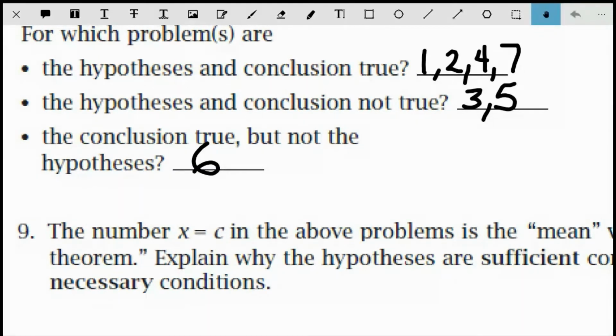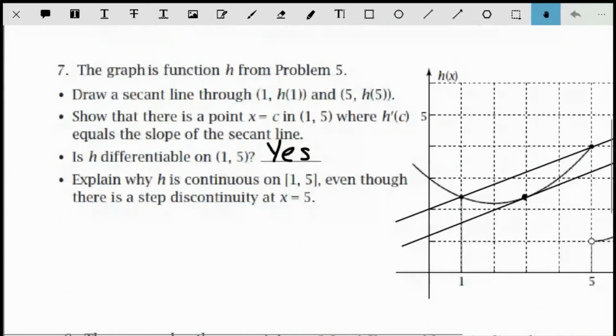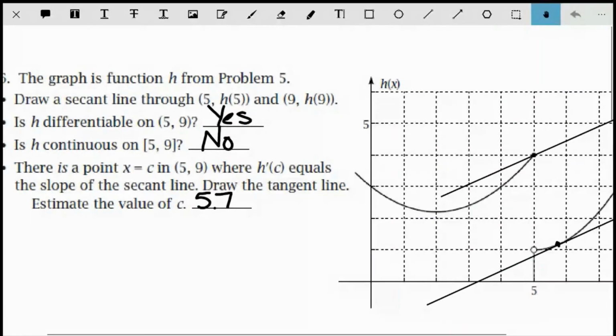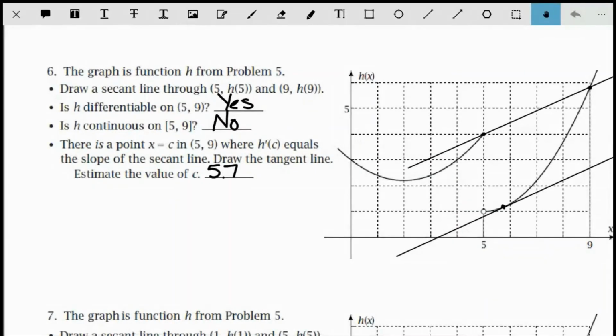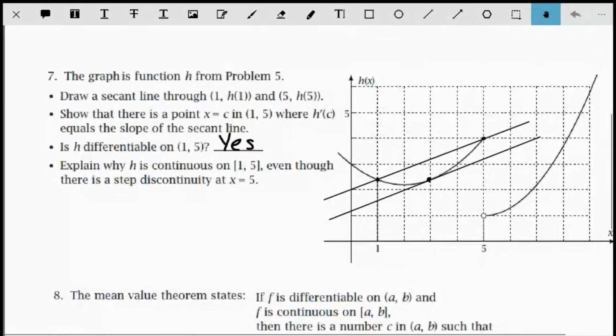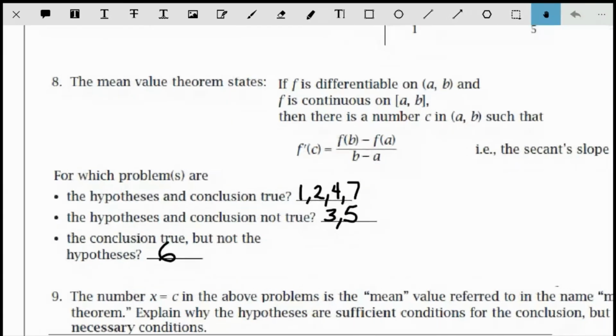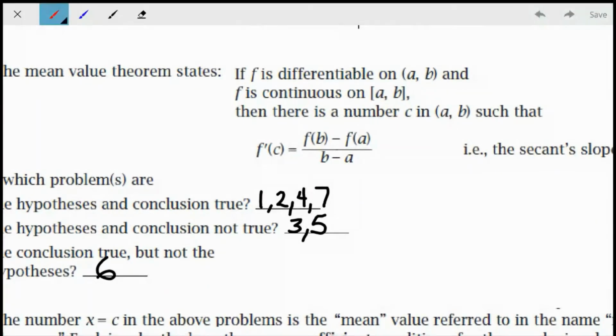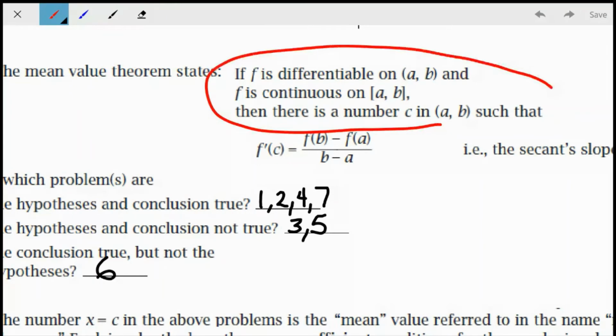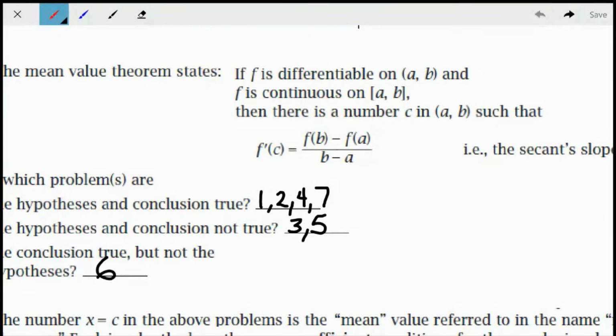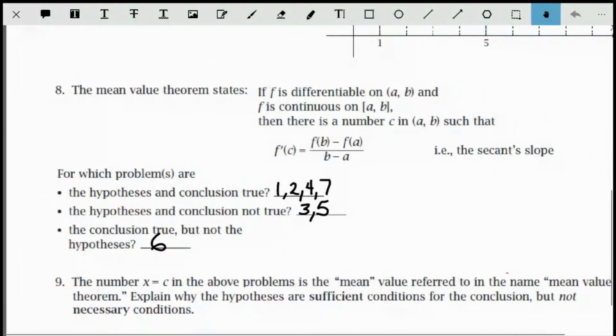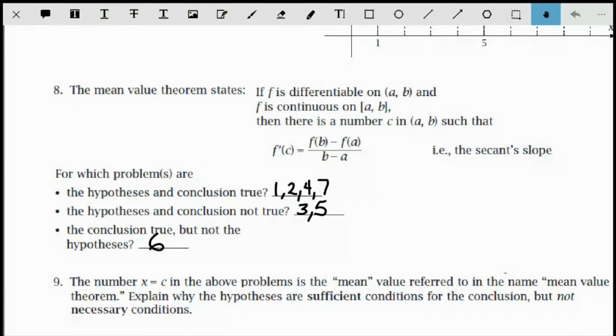And that happened on number 6, where we had the function not being continuous, but it happened to be that the slope of the tangent line was equal to the slope of the secant line on that interval. So what the mean value theorem says is that if these 2 criteria are met, then this is guaranteed to be true. It could still turn out to be that way, but the mean value theorem applies when the first 2 criteria that are there are true.